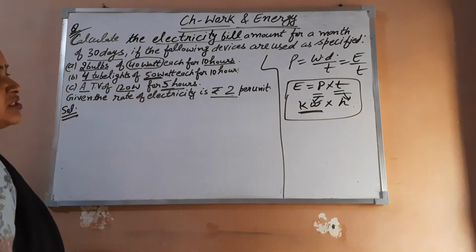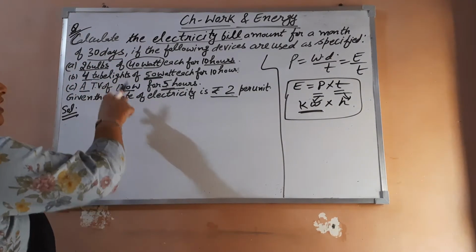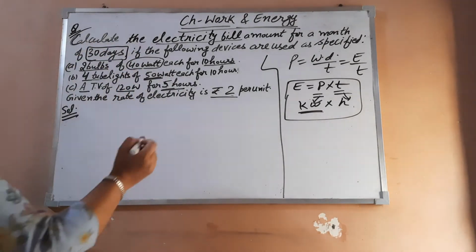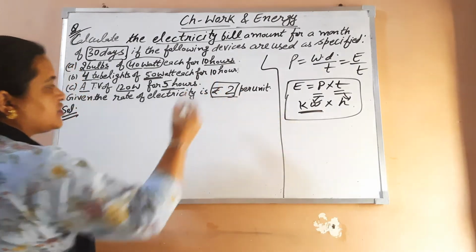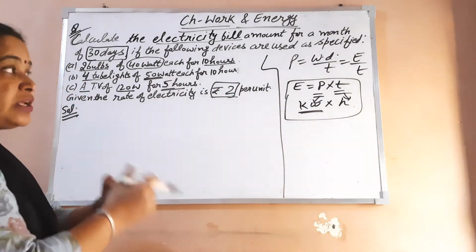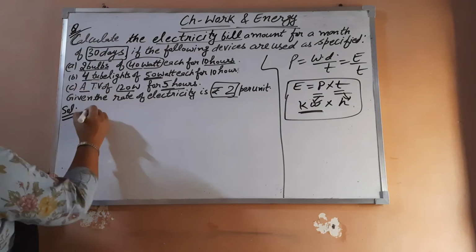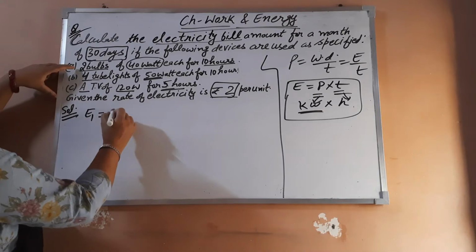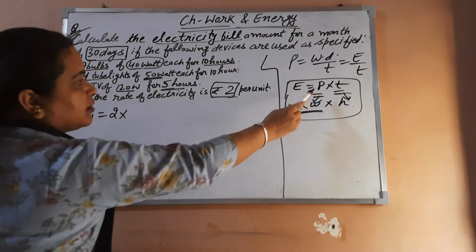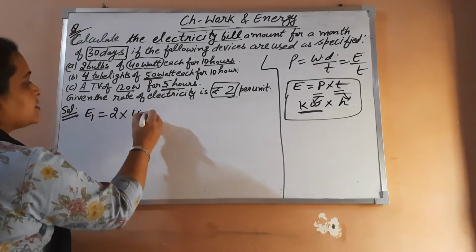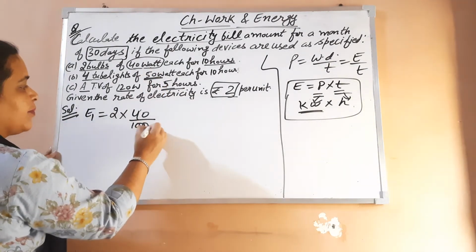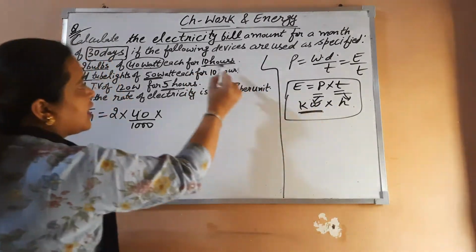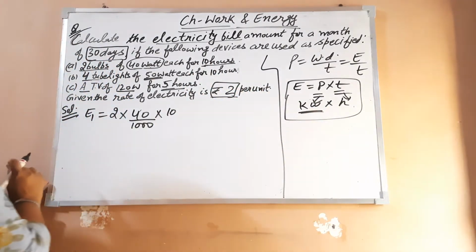In these questions, we will find the total energy. We have to calculate for 30 days, and the cost for 1 unit is given as rupees 2. First we calculate the total energy consumed. E1 is the energy consumed by 2 bulbs. The power of each bulb is given as 40 watt, so we divide by 1000 to convert it into kilowatt. Time should be in hours, and it is directly in hours: it is working for 10 hours.